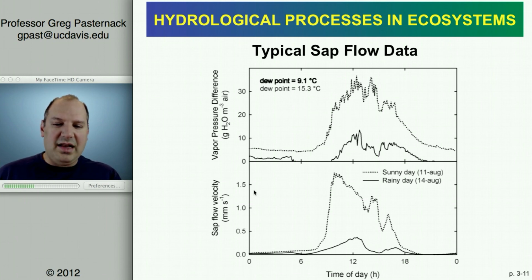Then associated with that at the bottom is the sap flow velocity in millimeters per second. And you can see that as the vapor pressure difference goes up, we're increasing the water potential gradient, and as a result, the sap flow velocity increases. The sunny day has a significantly higher, more than 3 times higher sap flow velocity than the rainy day. Okay, so that concludes this introduction to some basic ideas about evaporation and transpiration, and in the next video podcast, I'm going to explain to you how we estimate the totality of evapotranspiration at the watershed scale.